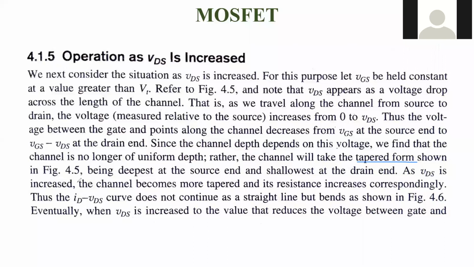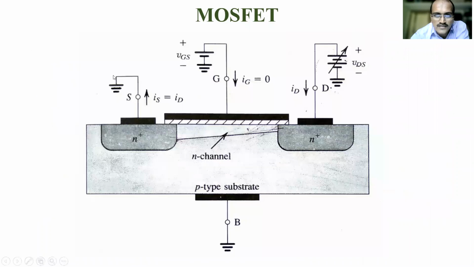As VDS is increased, the channel becomes more tapered and its resistance increases correspondingly. Whatever channel was formed earlier now tries to break up. I will show you this with a diagram so that you will understand. That's why you have to apply VDS within a limit, so that it does not break the channel. See here, VGS is fixed now, and we try to increase the VDS value slowly from a small value to a larger value.